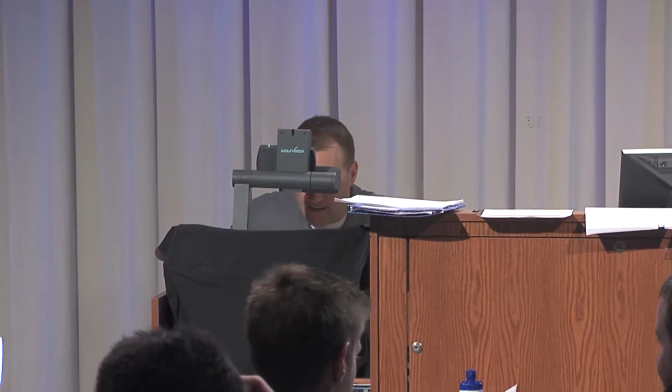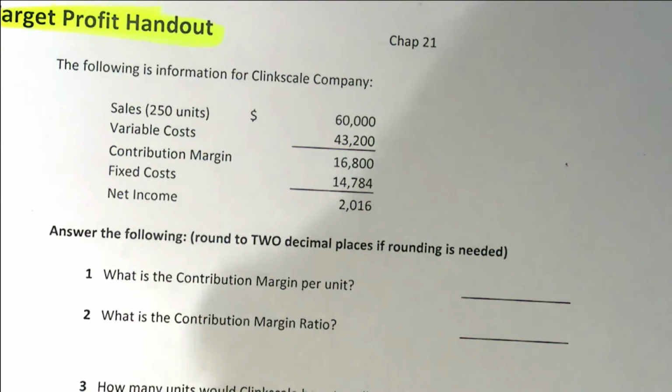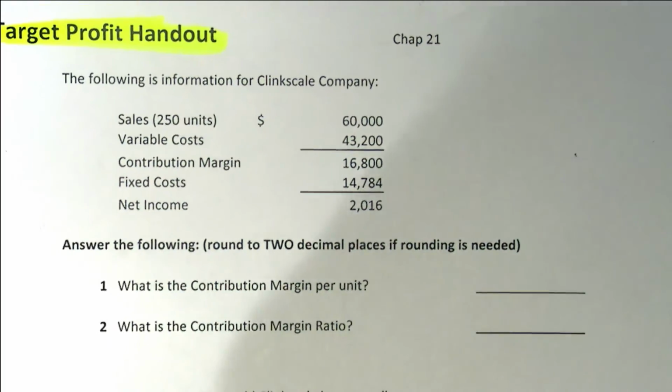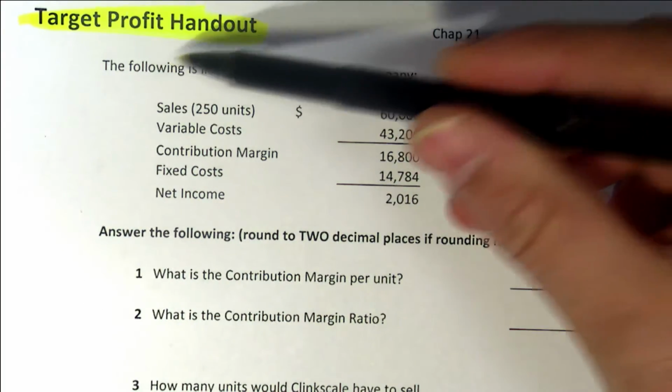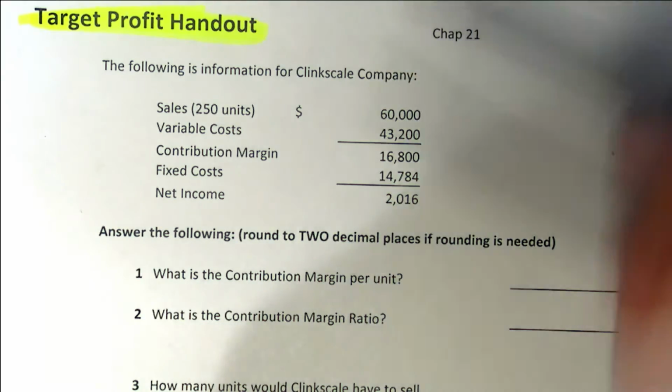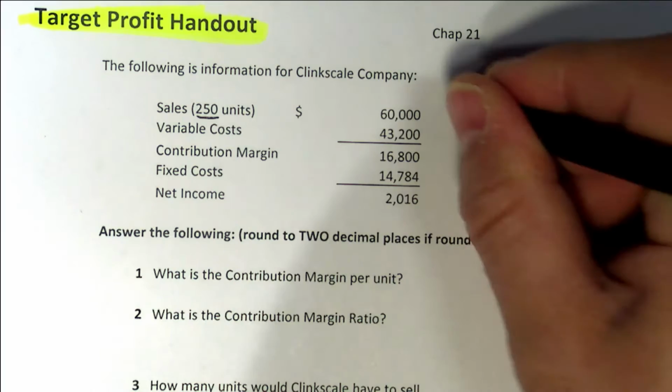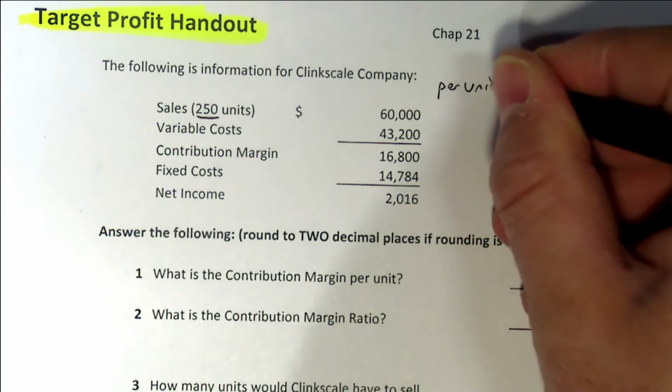Let's go through the homework now, all right? Let's go through the target profit handout first, okay? You guys do that? Do you have any trouble with that? Not too bad. Okay, target profit handout. The following is information for Clinkscale Company, okay? Now I give you your totals, I give you the number of units, so I always like to write the per units over here to the side.